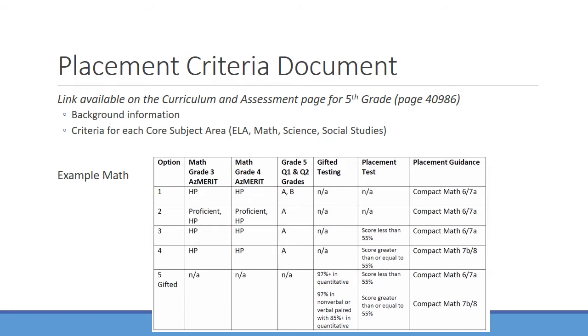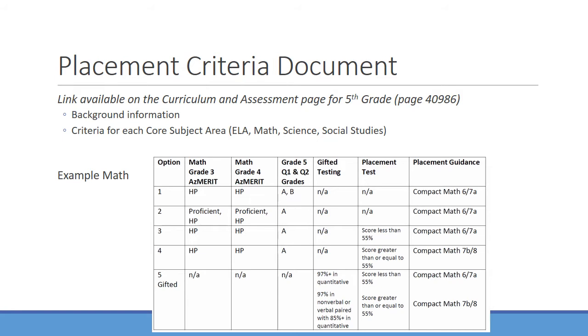has either A's or B's in Quarter 1 and 2 in 5th grade. In this case, the recommended course would be Compact Math 6, 7A. Option 2, shown in row 2, indicates that the student is proficient or highly proficient in both years of AZ Merit Math and have A's in Quarter 1 and Quarter 2 in 5th grade. In this case, the recommended course would be Compact Math 6, 7A.